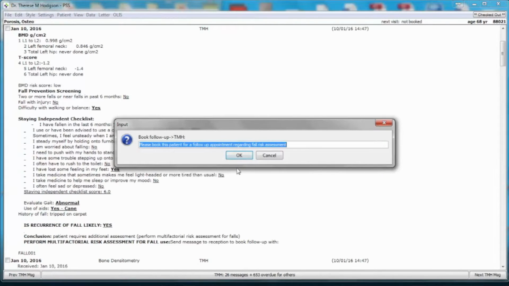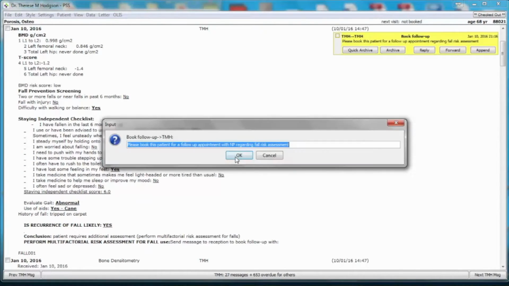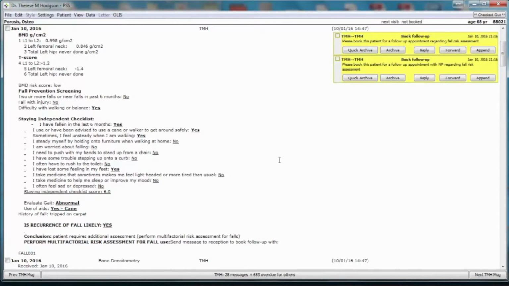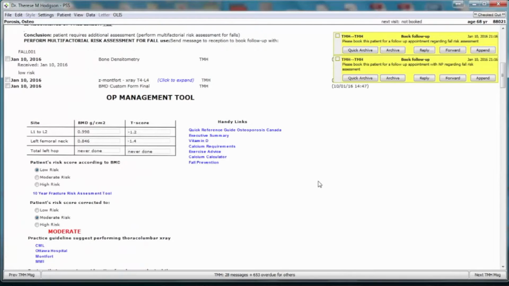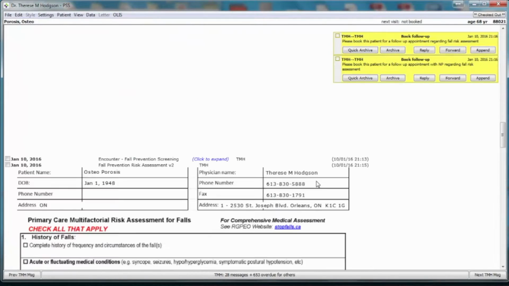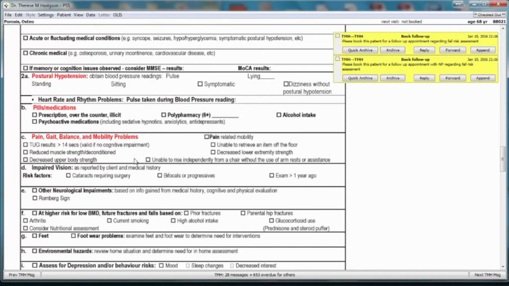Let's complete this, and you will see the automated message to the staff to book an appointment, or to our nurse practitioner to evaluate with the multifactorial risk assessment, as seen below here. You will see here in red 3 important items to evaluate our patient that are modifiable risk factors and could prevent further falls: postural hypotension, polypharmacy, pain, gait, mobility.